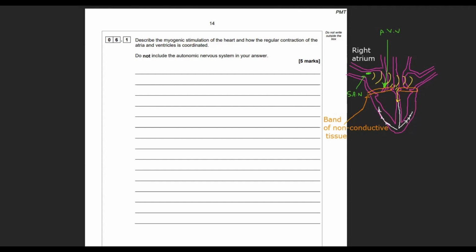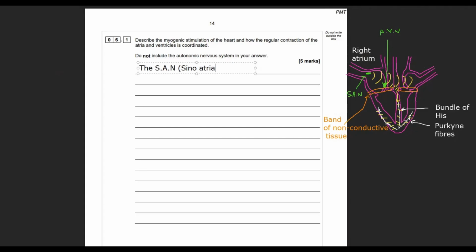Now, there is a conducting tissue down the septum, which is the middle of the heart, and this is called the bundle of His. There are also fibers that reach around from the bundle of His and work their way up from the apex, the bottom of the heart, upwards through the muscular walls of the ventricles, and these are called Purkinje fibers, and they will conduct the electrical wave up from there.